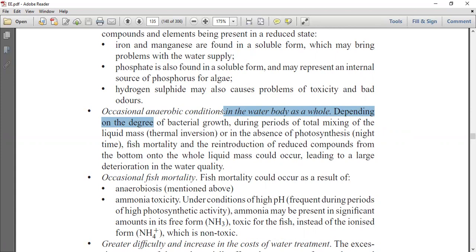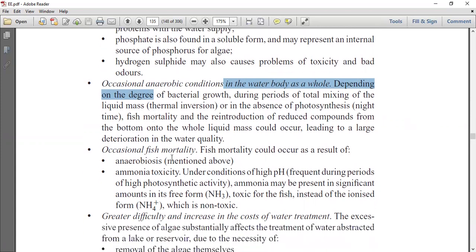The last is occasional fish mortality. Fish mortality could occur as a result of anaerobiosis, or ammonia toxicity under conditions of high pH value. Ammonia may be present in significant amounts. It is toxic to fish in the free form, instead of the ionized form, which is non-toxic.